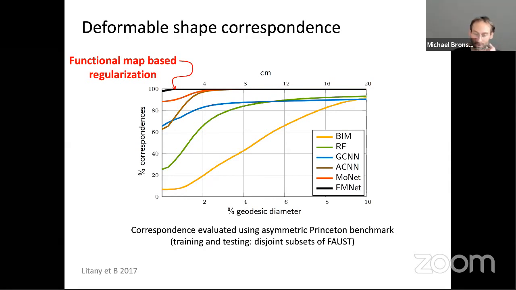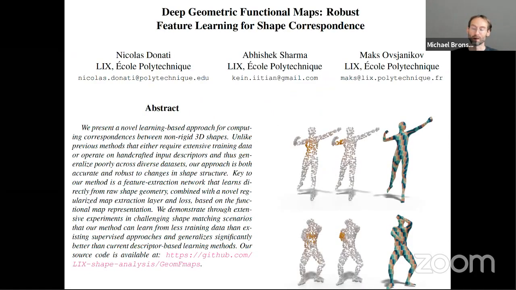So that was the work we did with Or Litany, called FMNet, and there was recent work from the group of Maks Ovsjanikov that basically improved a similar idea, obtaining even better results for functional map-based correspondence with deep learning.